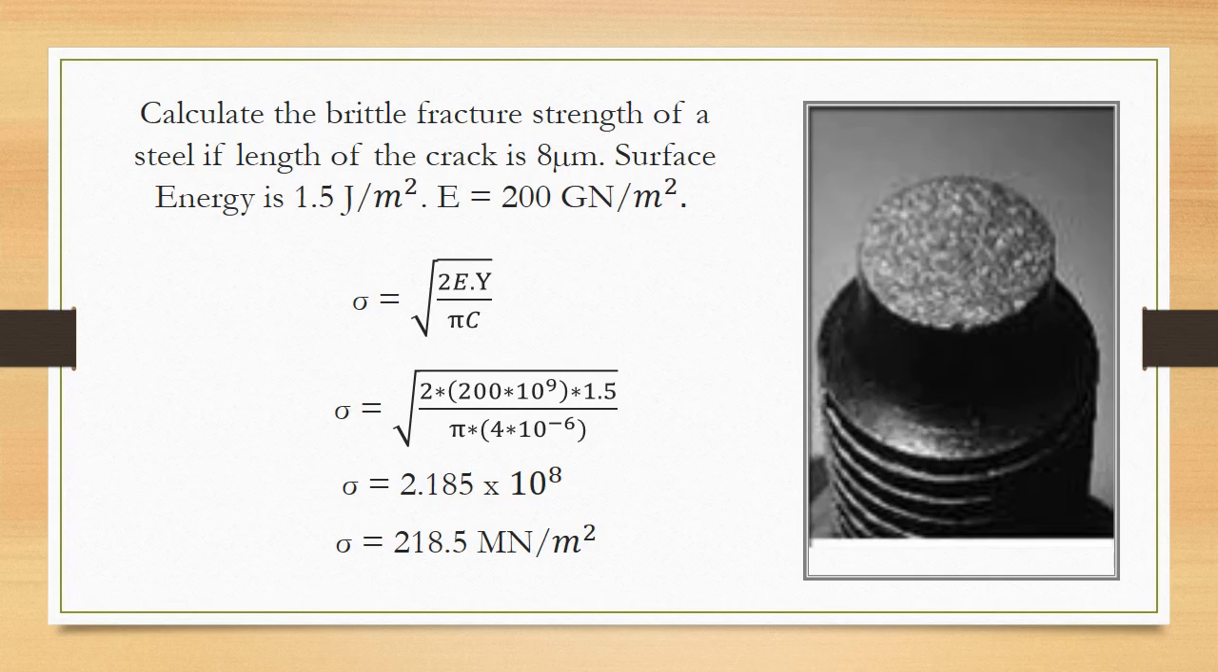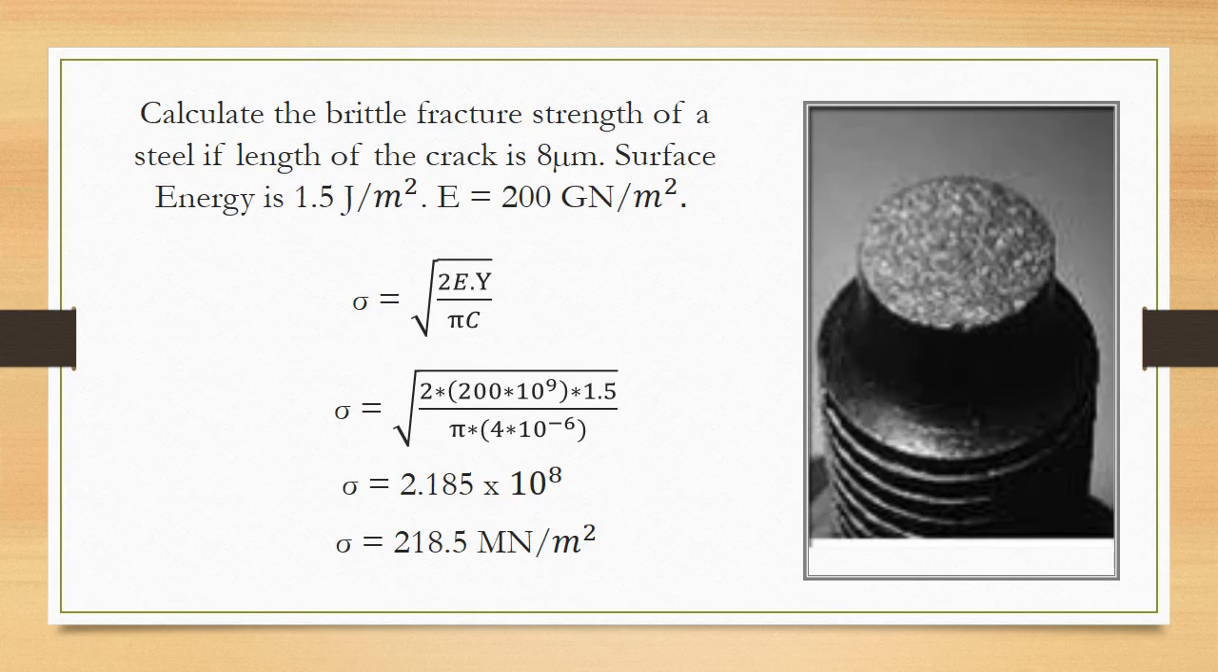Then, using this formula, let's solve this problem. Now sigma equals the square root of 2E gamma divided by pi C. E is 200 giganewtons per square meter and gamma is 1.5 joules per square meter. Pi we know, and C, the micro crack length, is given as 8 micrometers, but here C is half of that crack length. We should note that very well.